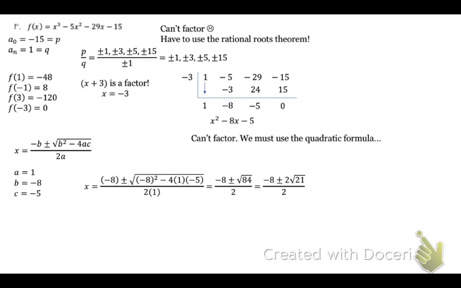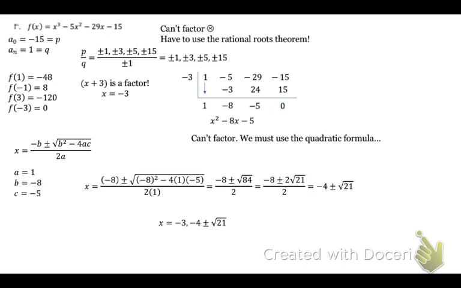That 84 breaks down to 2 square roots of 21. Now 2 goes into 8 and 2 goes into 2. So that's going to be negative 4 plus or minus the square root of 21. So my answers here are negative 3 and negative 4 plus or minus the square root of 21.